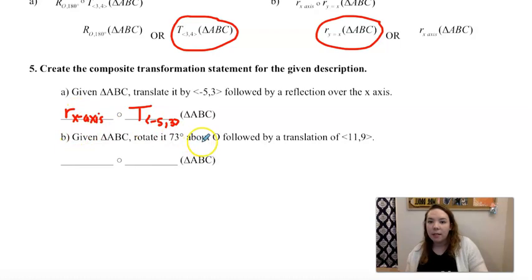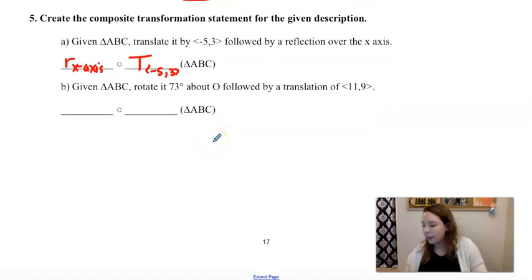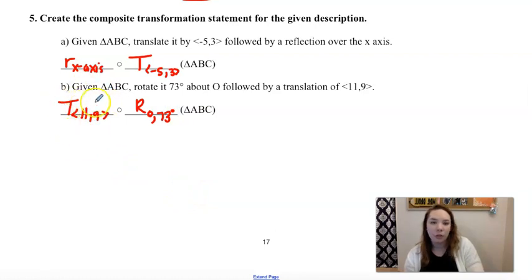Given triangle ABC, rotate it 73 degrees about O, followed by a translation of 11, 9. So we're doing our rotation first. So we want a big R for rotation. We have origin, O for origin, comma, 73 degrees. And then translation of 11, 9 is second, so it actually goes in the front.